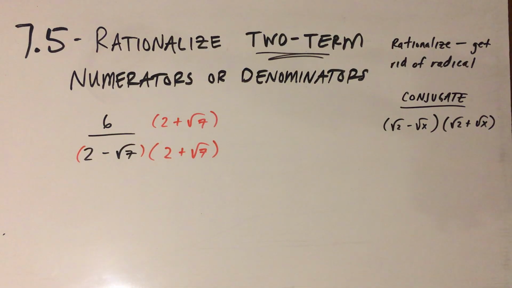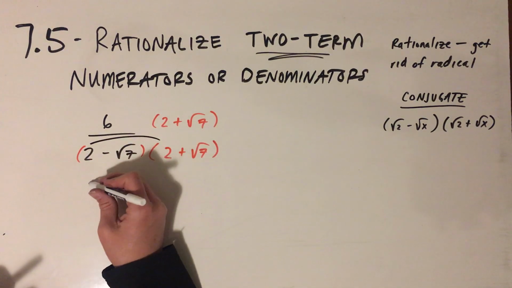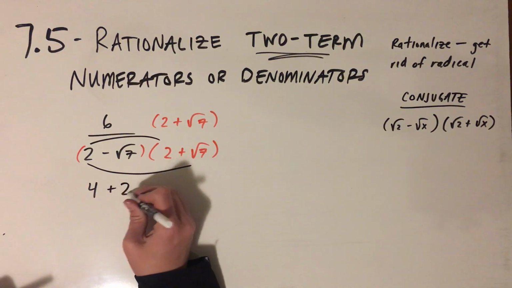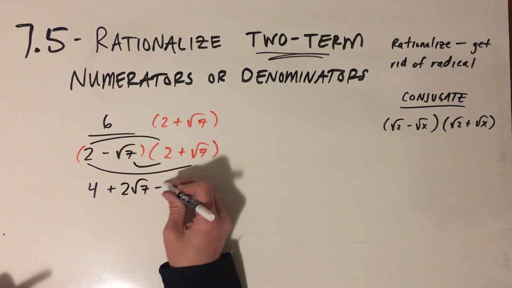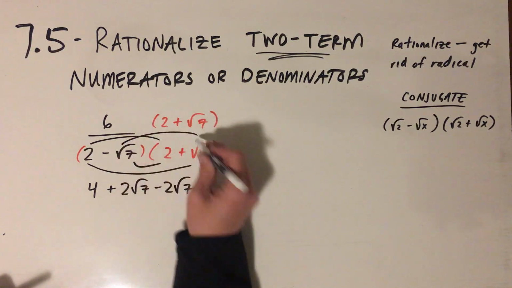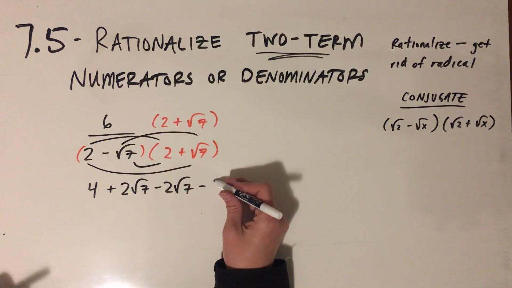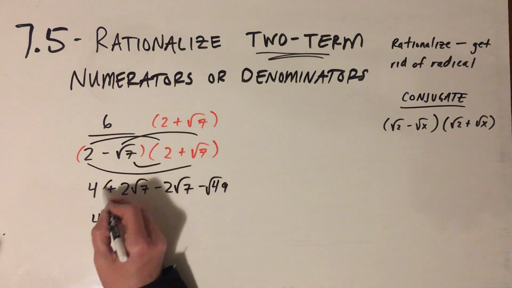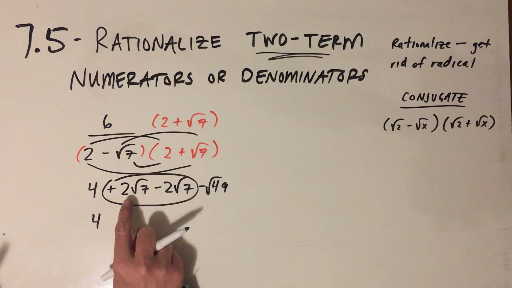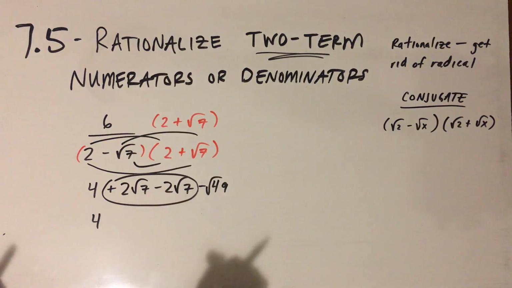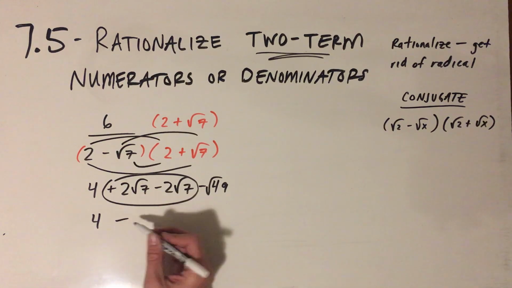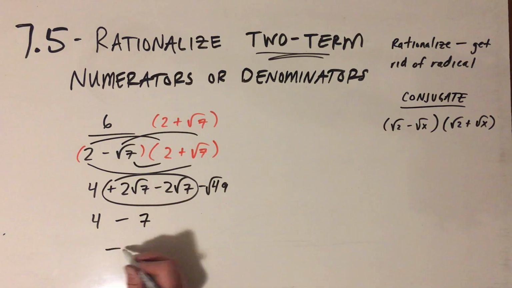So let's see what happens here. I gotta FOIL the denominator. When I FOIL, 2 times 2 is 4. I get plus 2 square root of 7 minus 2 square root of 7 minus the square root of 49. This is going to be 4. These sum to 0. 2 square root of 7 minus 2 square root of 7 is 0. And this minus the square root of 49 is going to simplify to 7. So on the bottom, we would just have a negative 3.